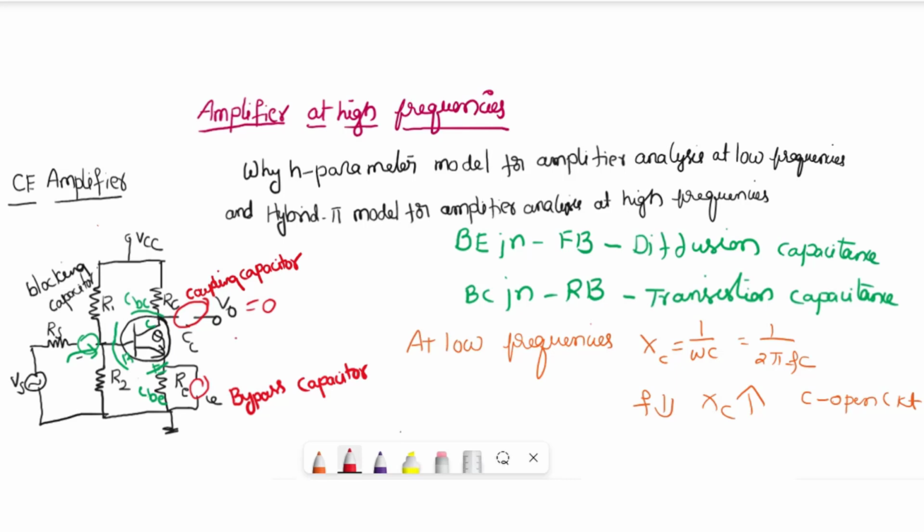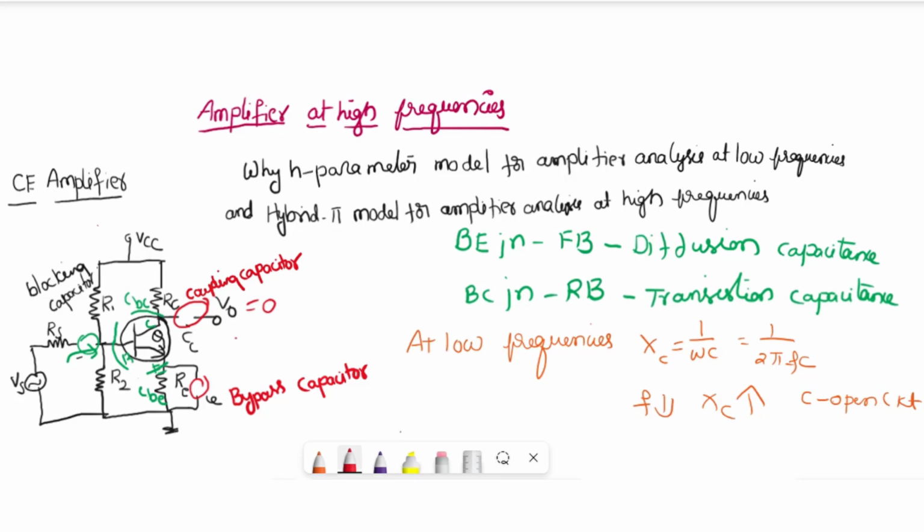And coming to this bypass capacitor, as the bypass capacitor is open, all the current from the emitter flows through the resistor Re only. So as the current flows through the resistor Re, the voltage drop across the Re becomes high, which gives a negative feedback to the amplifier circuit.